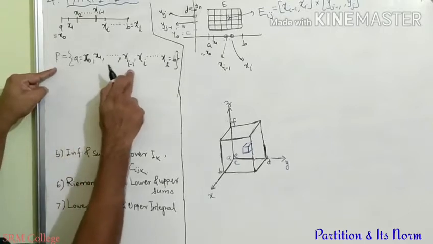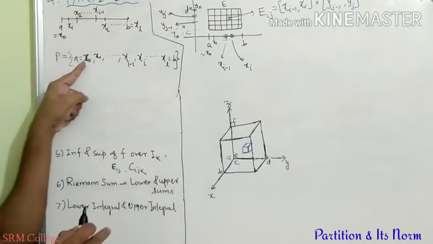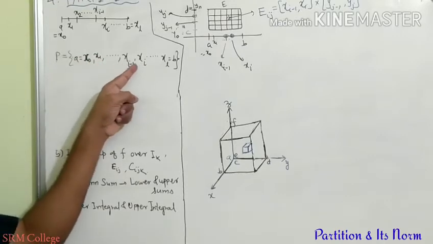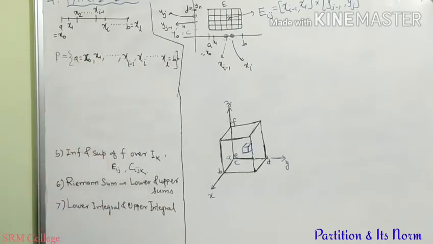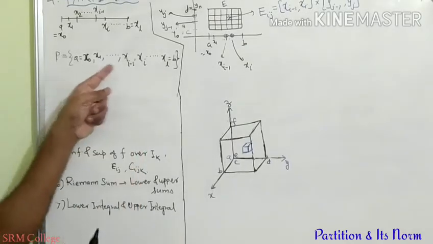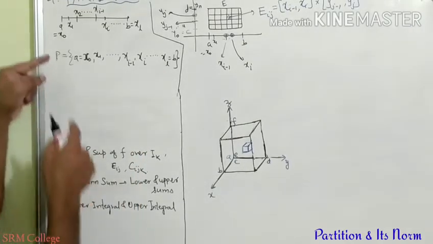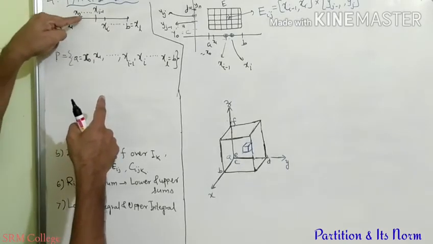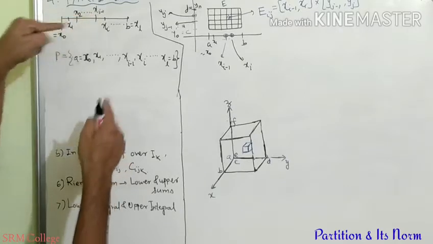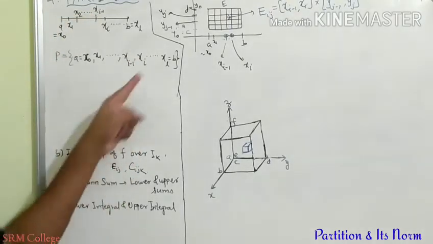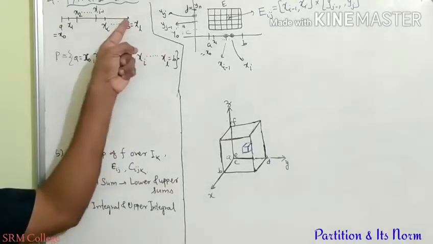require is a collection of points P, where a is x0, x1, x2, then x(i-1), xi, and xl is equal to b, such that they satisfy a certain order relation. That means x0 is less than x1, x1 is less than x2, x2 is less than x3 and so on. Every next point is to the right of the previous one, and the last point is the end point of the interval.